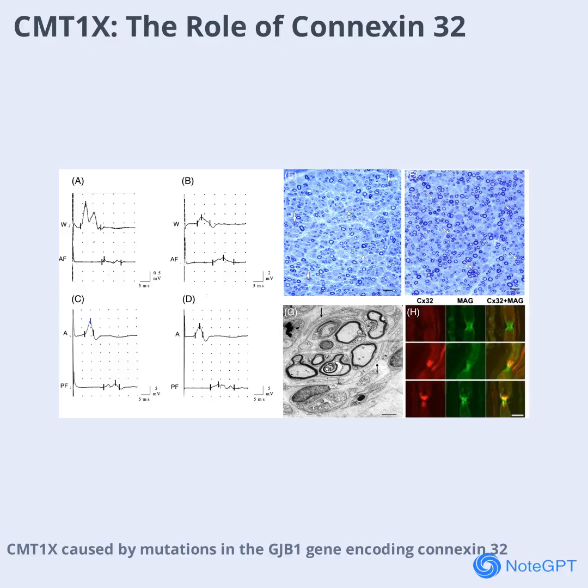CMTX1, caused by mutations in the GJB1 gene encoding connexin 32, often presents with intermediate slowing of conduction velocity. In males, the slowing is more pronounced, while females may have normal or mildly slowed velocities due to X inactivation. Pathology reveals loss of large fibers, clusters of regeneration, and remodeling of perinodal myelin. Non-uniform slowing, conduction block, and temporal dispersion can occur, sometimes leading to misdiagnosis as CIDP.